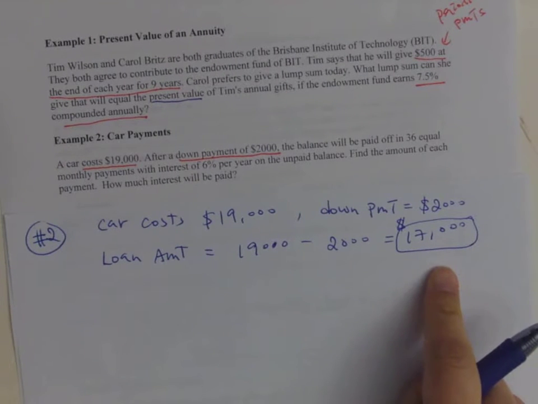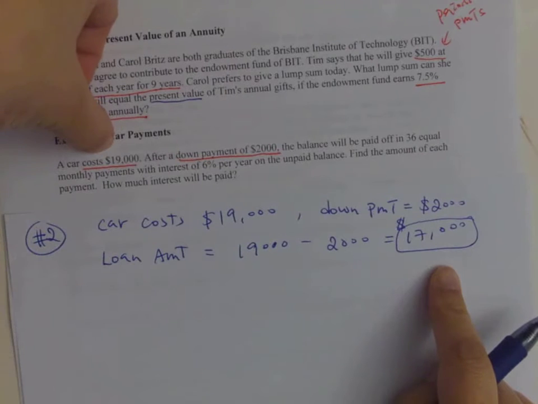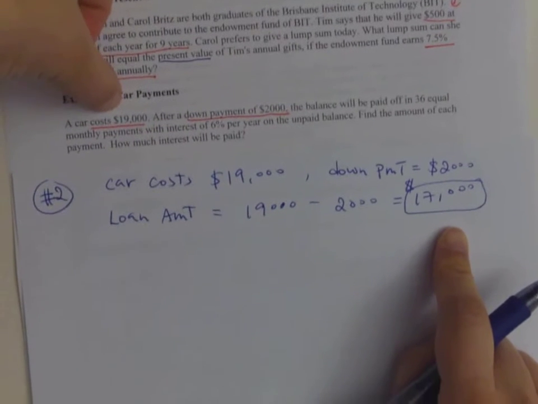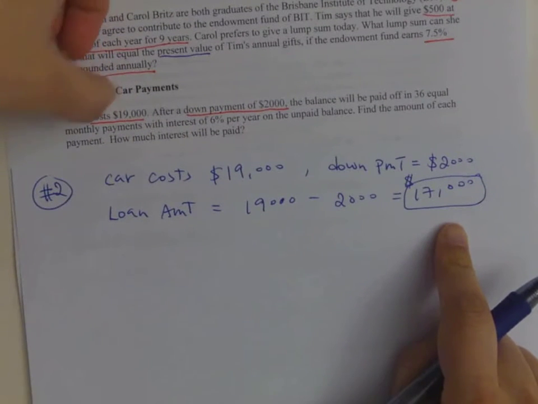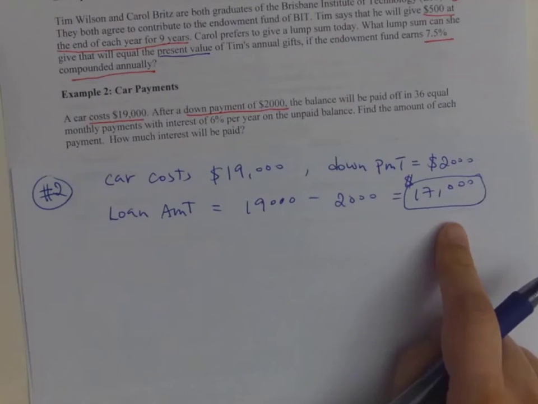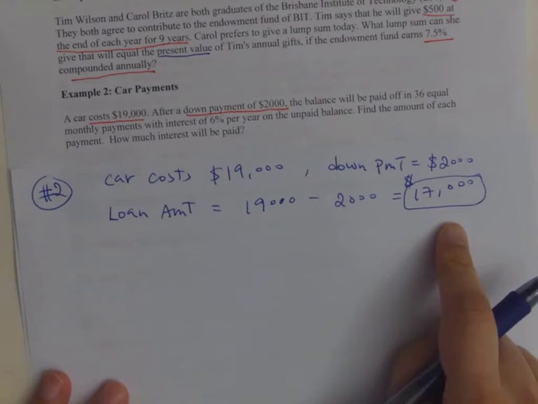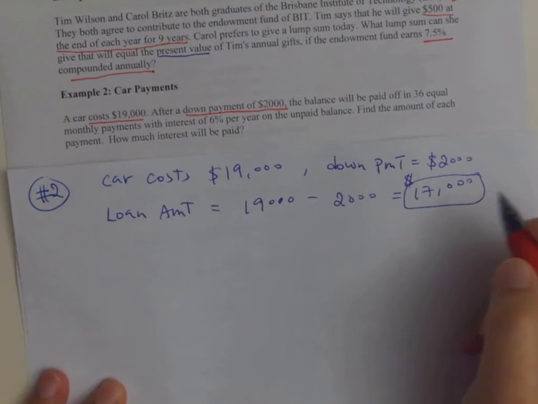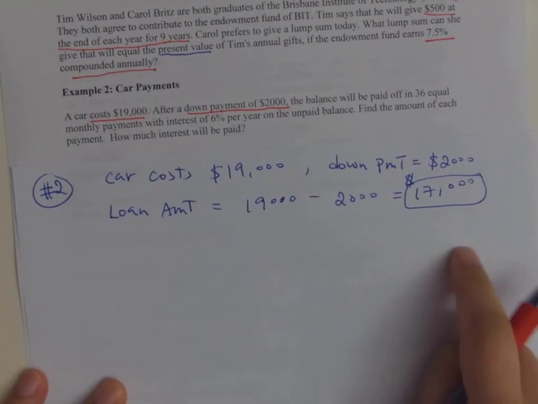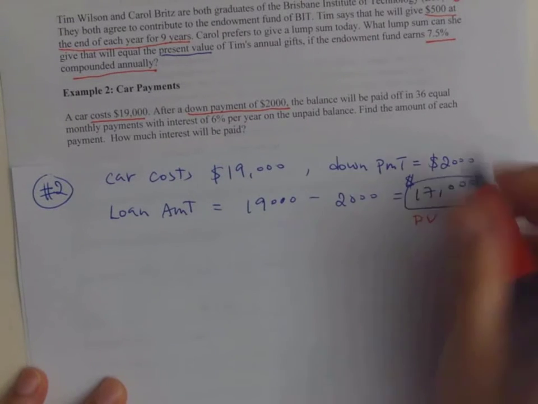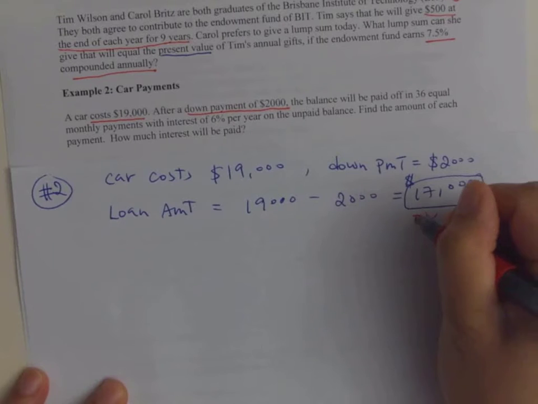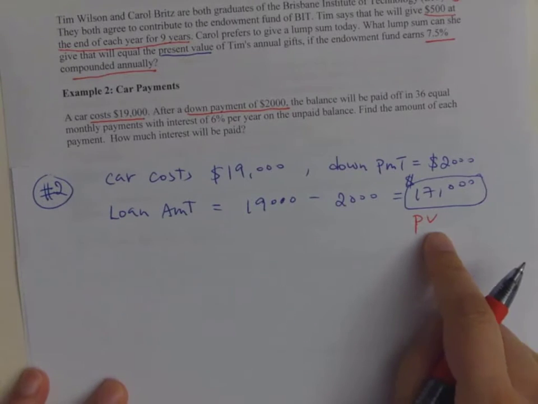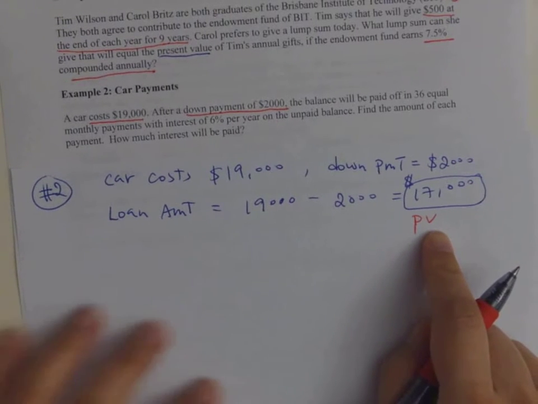This could be one of the common mistakes: people forget to subtract the down payment and calculate everything from 19,000. You're not actually borrowing 19,000, you're only borrowing 17,000. Sometimes you have a hard time deciding whether this is future value or present value. This is present value because you're buying the car today, not in 5 years. So this is the present value of the car loan.